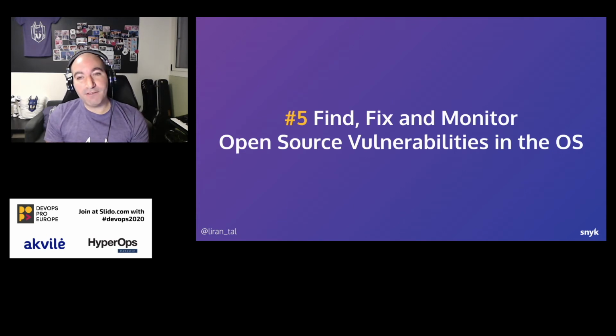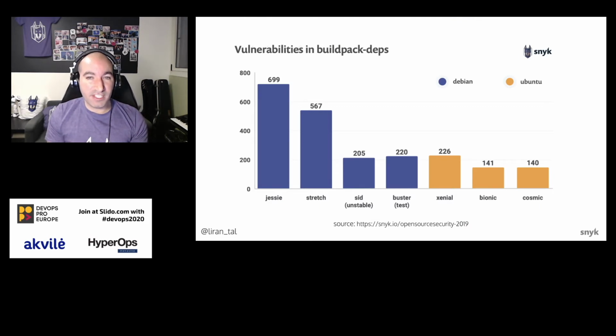Let's talk about finding, fixing, and monitoring open source vulnerabilities in the OS in our containers. Why is this even important? We've seen Node, by default with the latest tag, has almost 600 vulnerabilities in it just by default when you use it. And if you understand closely how Docker images, or those base images that you base your project on, are built, it's interesting to understand why those vulnerabilities come into play.